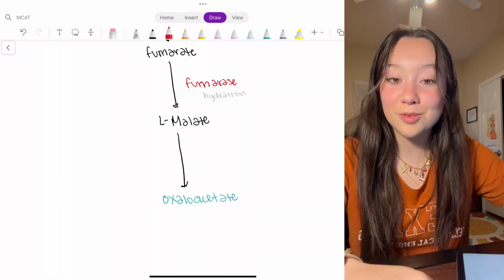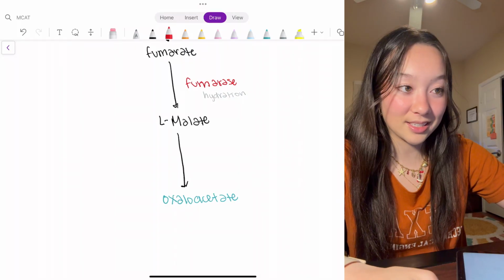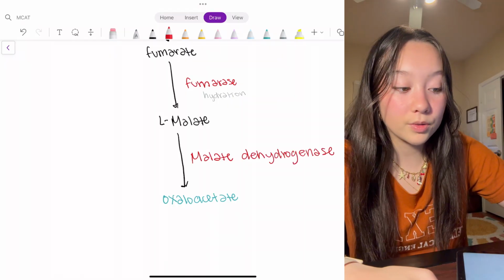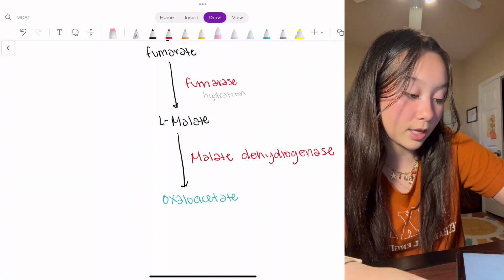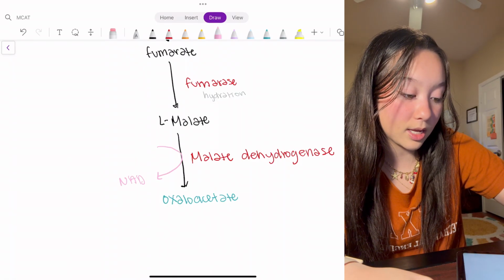Now, this might look familiar because we've seen oxaloacetate quite a bit now. The enzyme that catalyzes this reaction is called malate dehydrogenase. Not gaining or losing any carbons, but again, it is a dehydrogenase, so we're going to be doing some kind of oxidation and reduction. This time we're going back to just forming NADH.